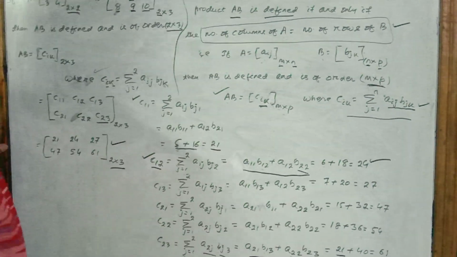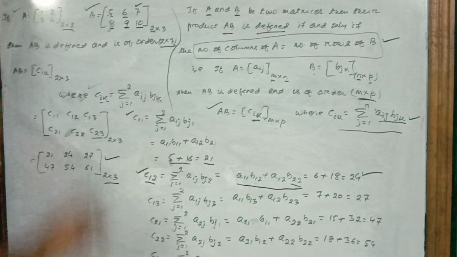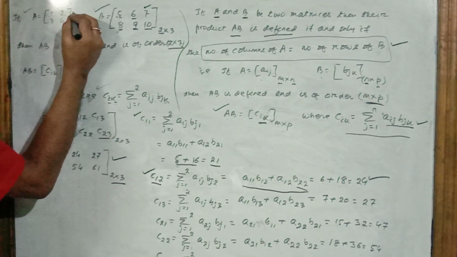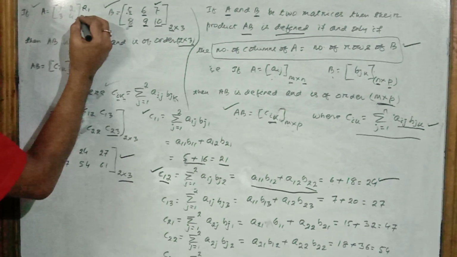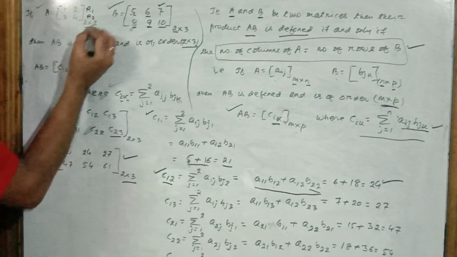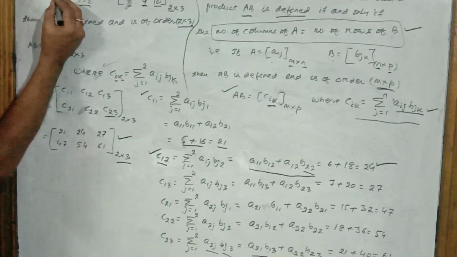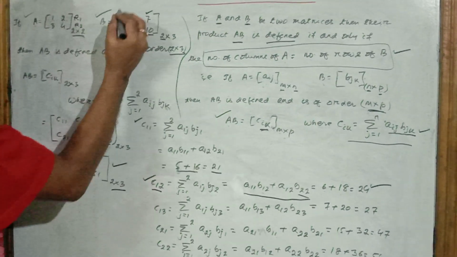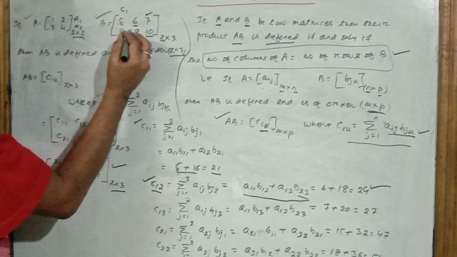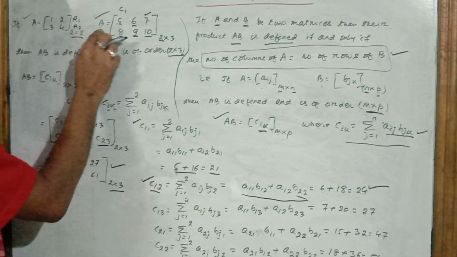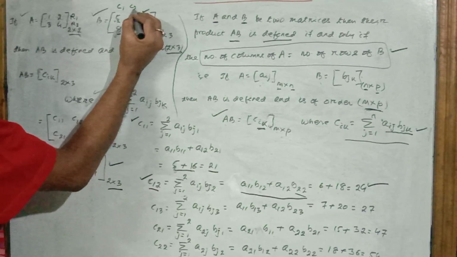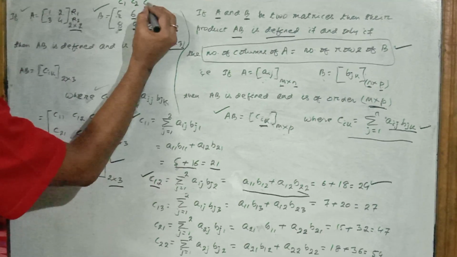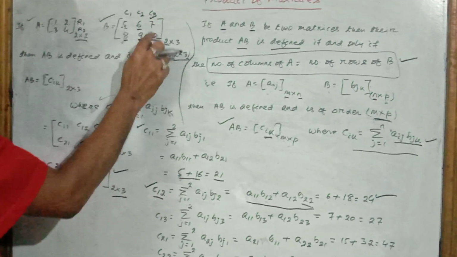Now I am explaining the shortcut method to find the product of matrices. Suppose in matrix A, R1 is the first row of the first matrix and R2 is the second row of the first matrix. And C1 is the first column of matrix B, C2 is the second column of matrix B, and C3 is the third column of matrix B.